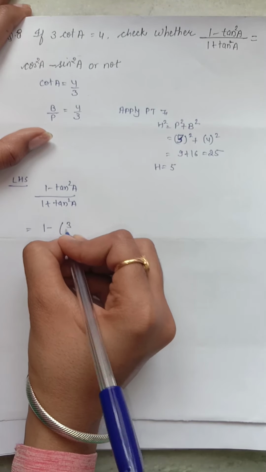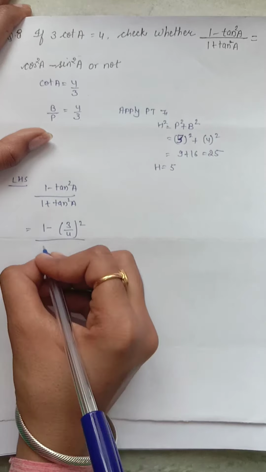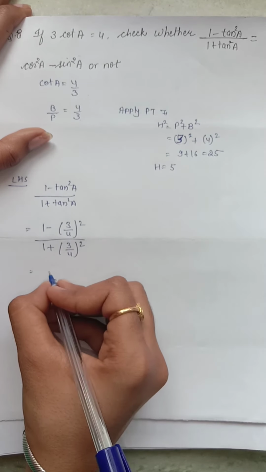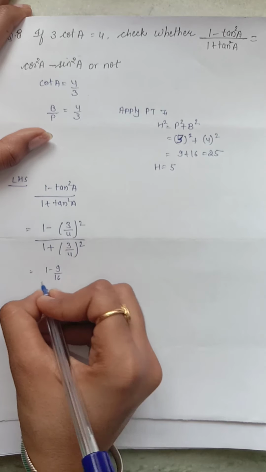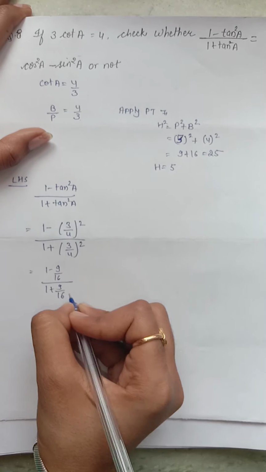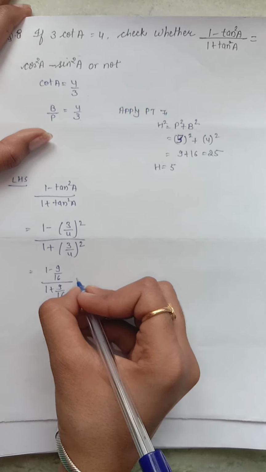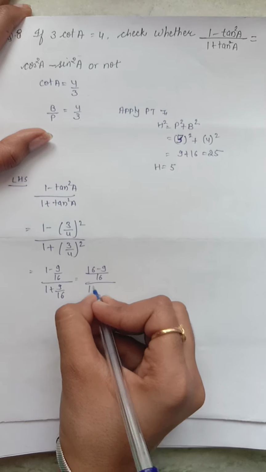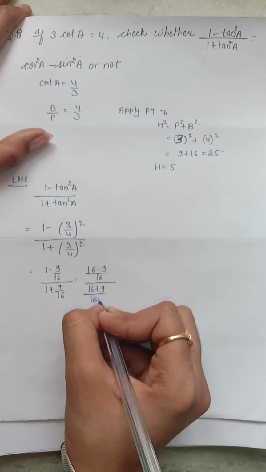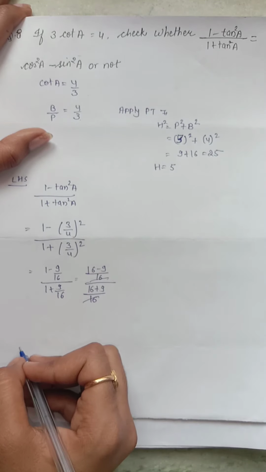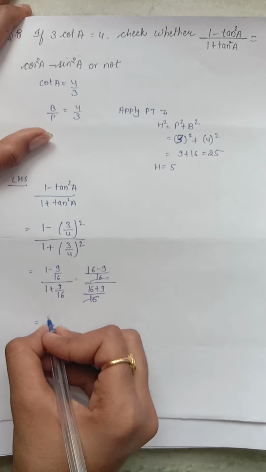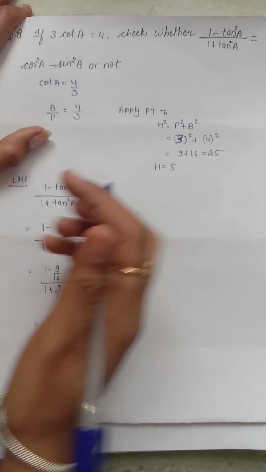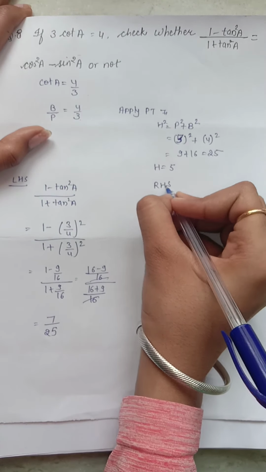(1 minus (3 by 4) square) upon (1 plus (3 upon 4) square). When we solve it, we get (1 minus 9 upon 16) upon (1 plus 9 upon 16). Clear? So (16 minus 9) upon 16 upon (16 plus 9) upon 16. The 16s will cancel out and the answer will be 7 upon 25. Clear? Now solve the right hand side.